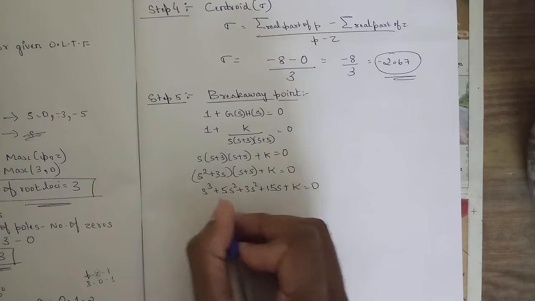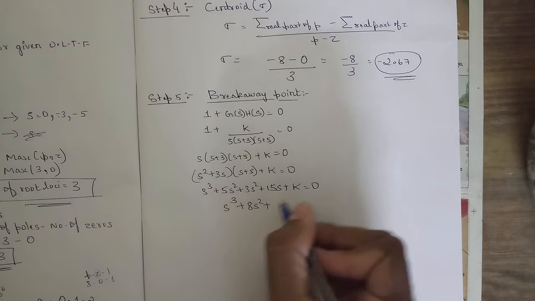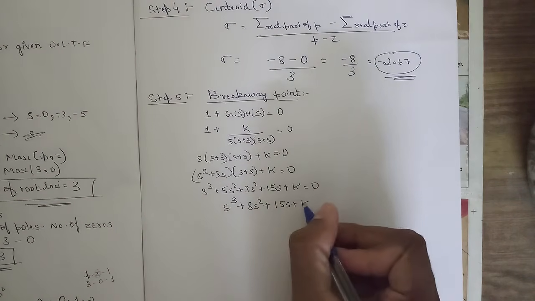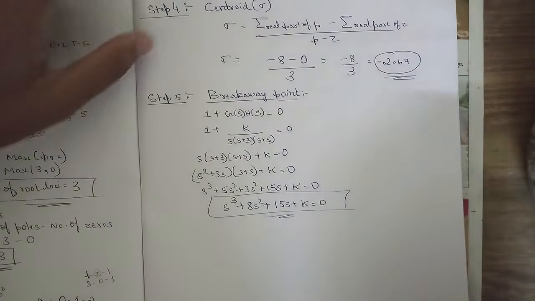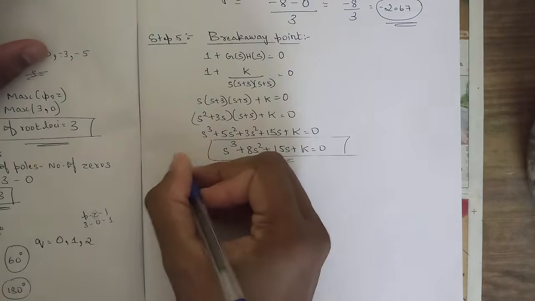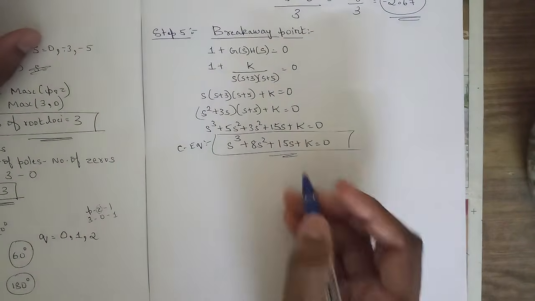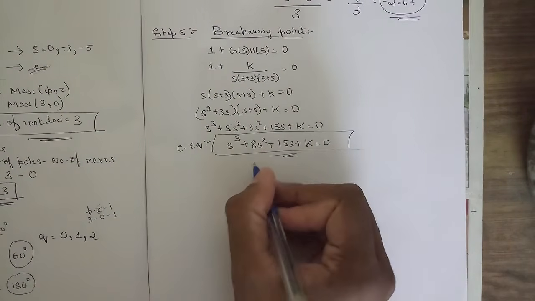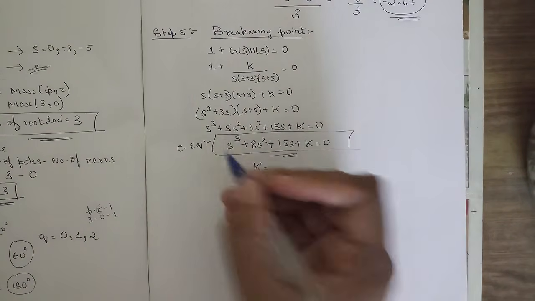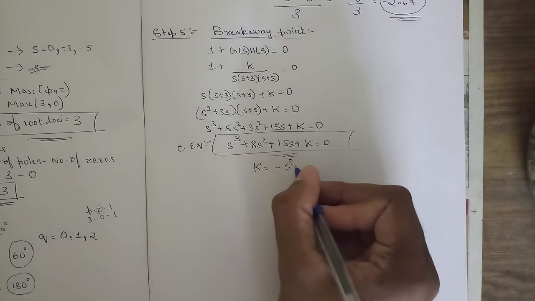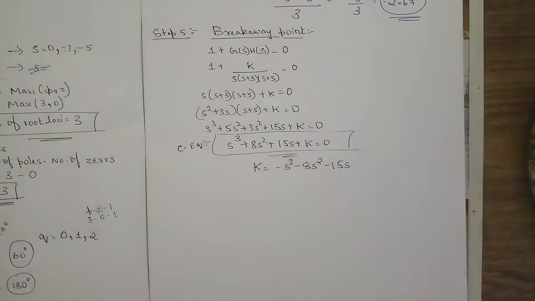So therefore our characteristic equation we are getting as s cube plus 5s square plus 3s square, which is 8s square, plus 15s plus k equal to 0. Okay, so this is the characteristic equation. From this we need to obtain the value of k. For that, bring this k to one side, that is k is equal to all these terms brought to the other side, so all these terms become negative: minus s cube minus 8s square minus 15s.